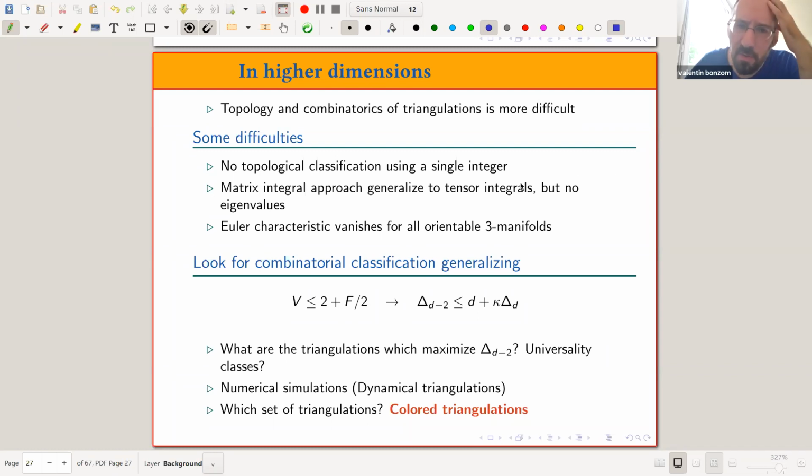It's very difficult because the topologies are not as simple as 2D topologies, which are classified by a single integer, the genus. Here it's not the case.